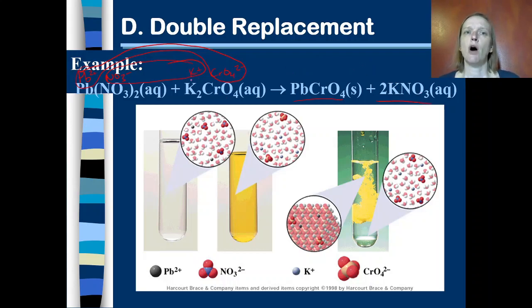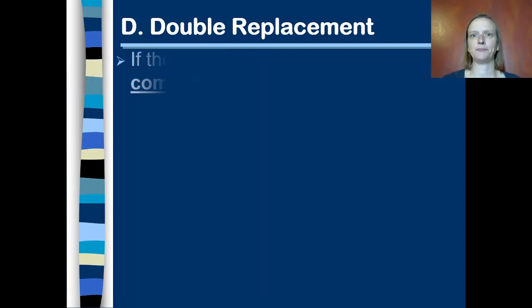Just make sure that you do always write the cation first. So the correct formula is KNO3. Don't write the NO3 first just because it looks like it came first in the reaction.